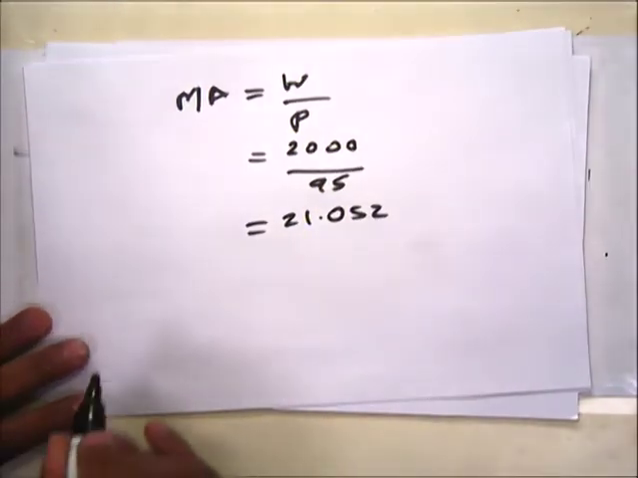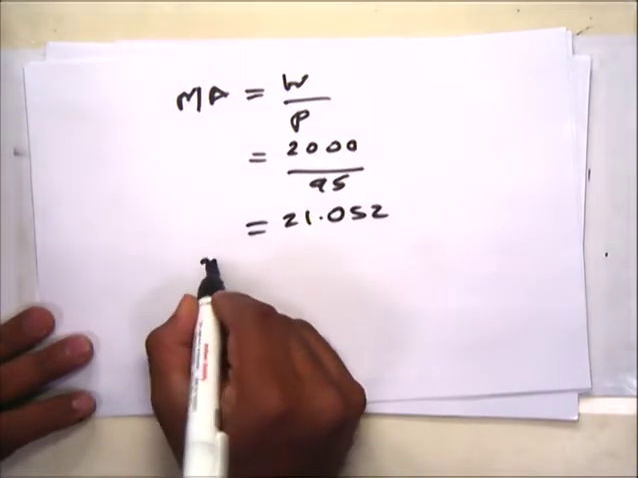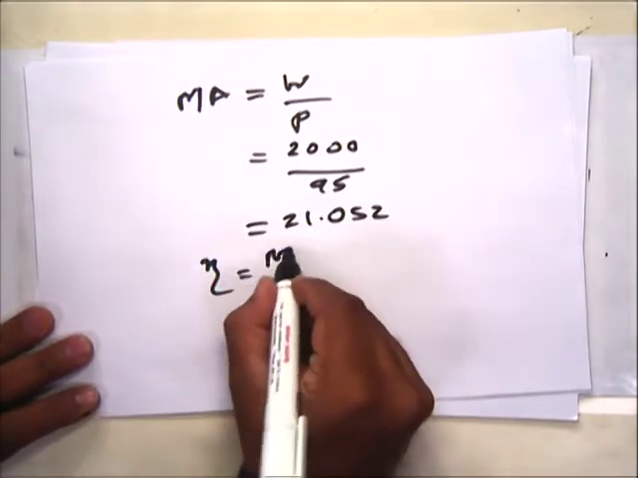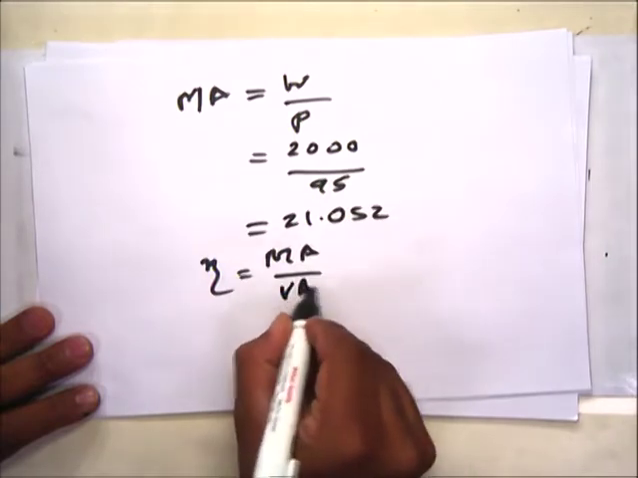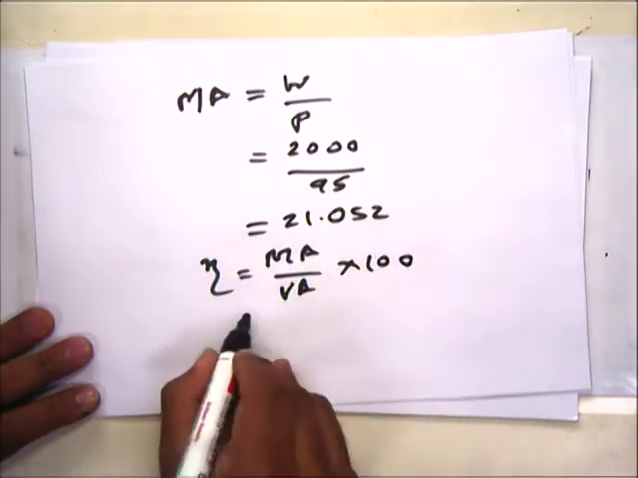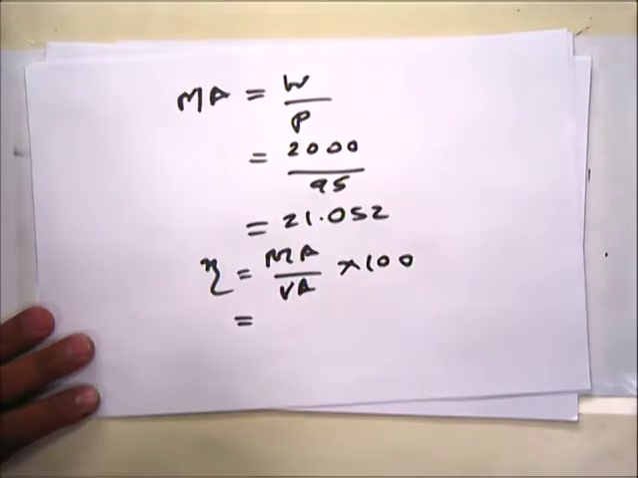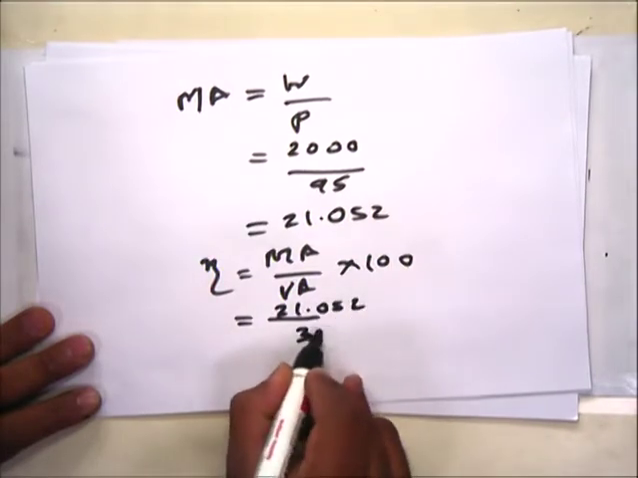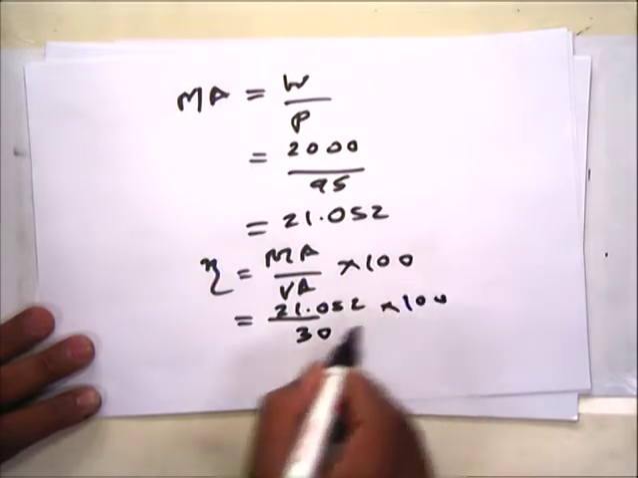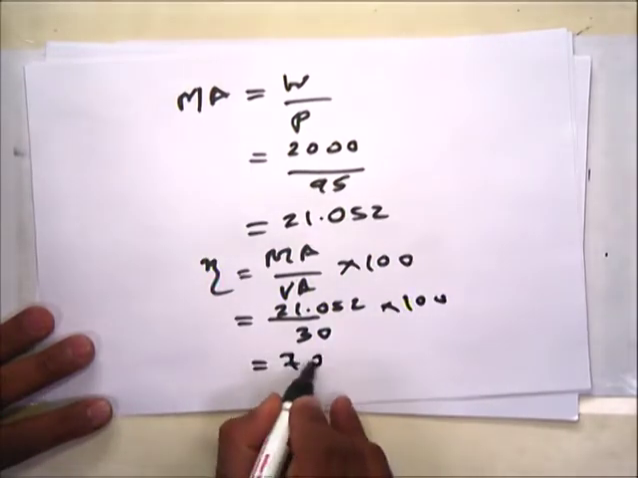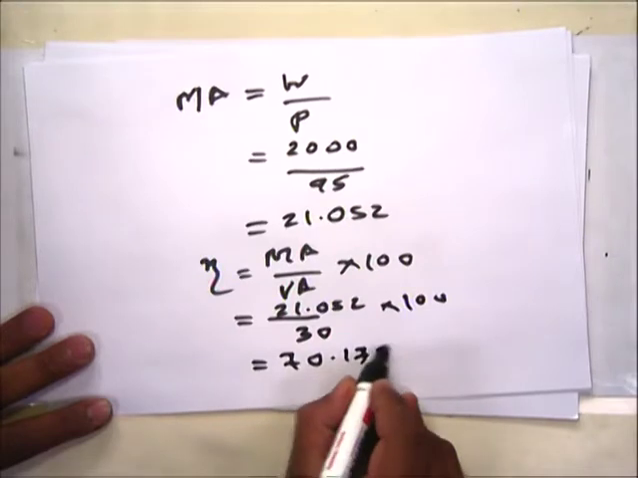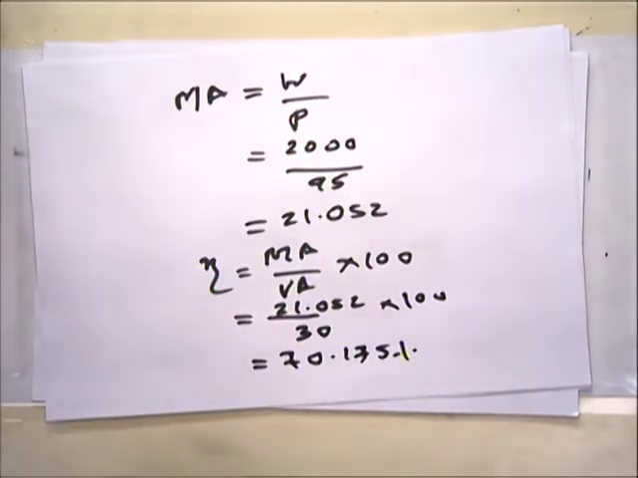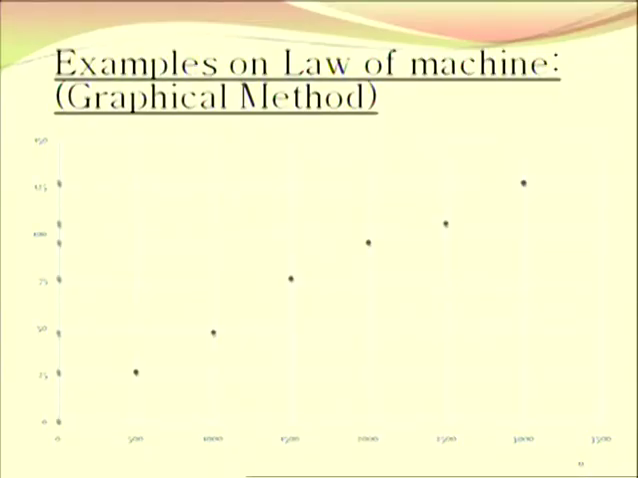Now we need to find out the efficiency. That efficiency eta is equal to MA upon VR into 100 in percentage. So here VR value has been given in the data, that is 30. So putting that value, 21.052 divided by 30 into 100. Ultimately that results as 70.175 percentage. So here a second example is also completed. Now let's move on to the slide.